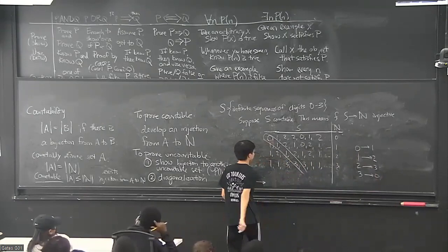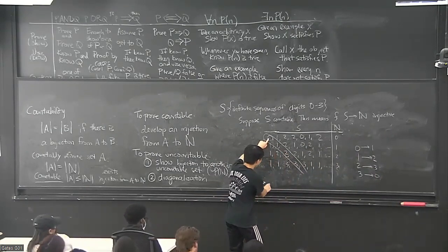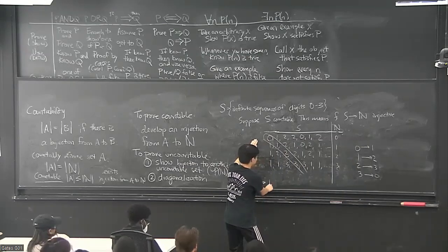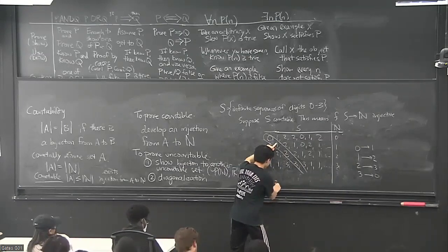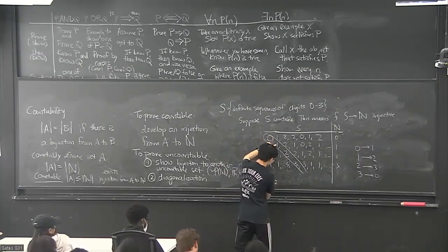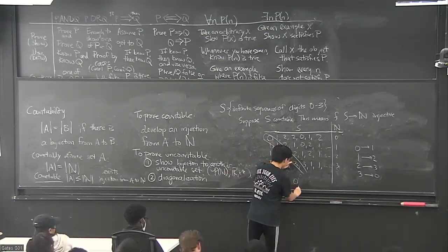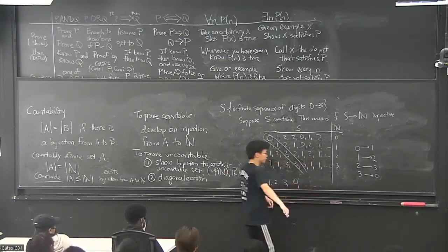But I start looking down this diagonal. This 0, I'm going to make a new sequence here. Because I see a 0 here, I make this one 1. I see a 1 here, make this 2. I see a 2 here, make this 3. I see a 3 here, make this 0. And so on, and I keep doing that all the way down to infinity.